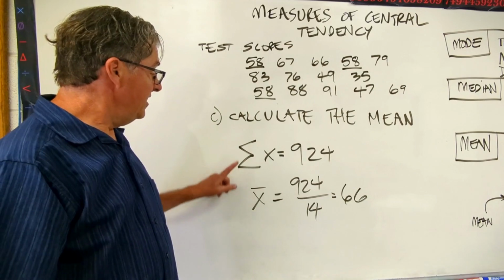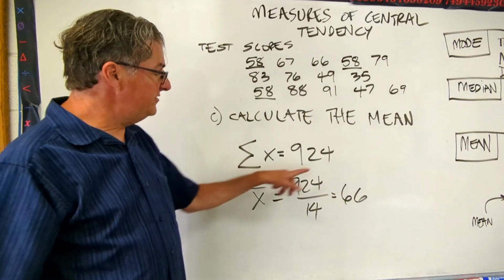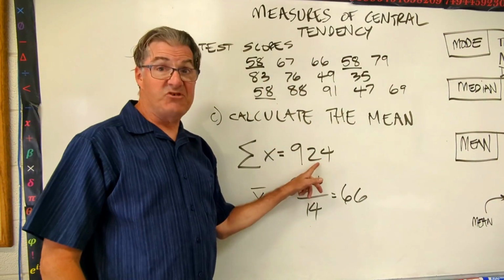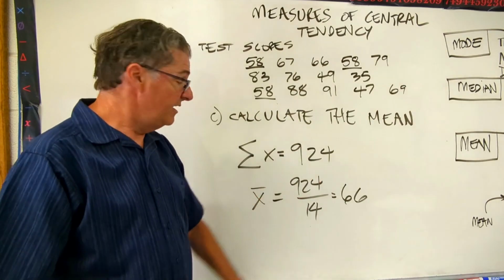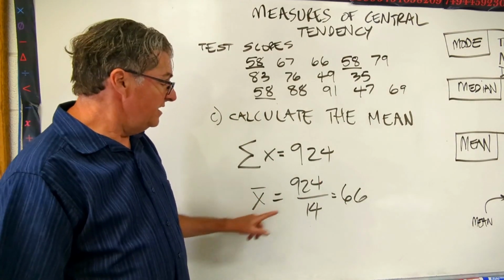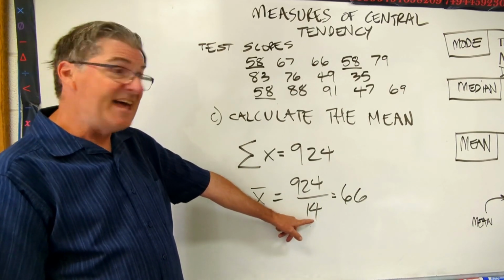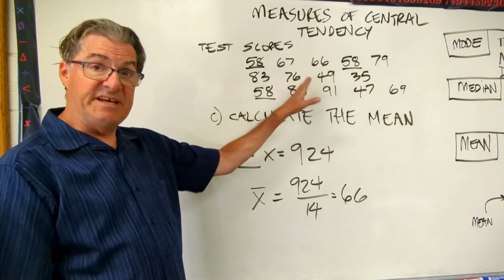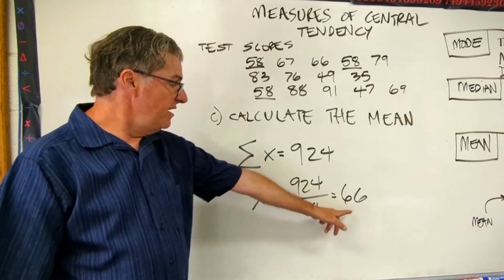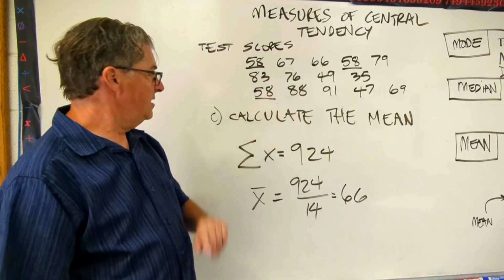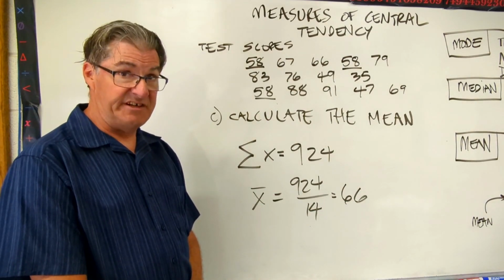All right, so my sum of my values, I just added them all up. I got 924 for that. Cool. Now, X bar, our mean, is going to be 924 divided by 14 because 14 is our n. We have 14 pieces of data in this sample, and so my mean is 66.